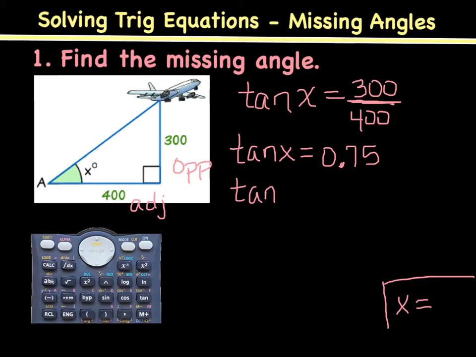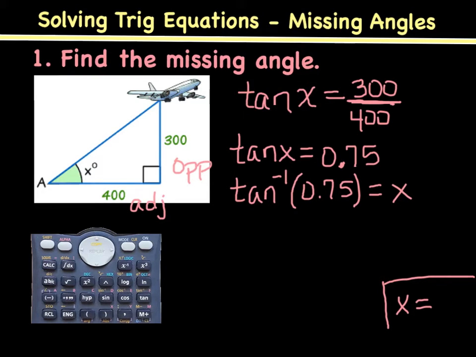Now what you're going to do is rewrite your problem like so. Tangent, then you're going to put a little -1 up here. I'll explain that in a minute. And then you're going to put your decimal, 0.75, equals x. So this is called inverse tangent. Okay? So this is tangent, this is inverse tangent. And it does the opposite. So this helps us find a side, this helps us find an angle. So it's all about the calculator work.